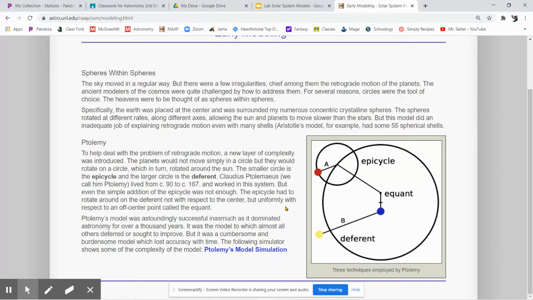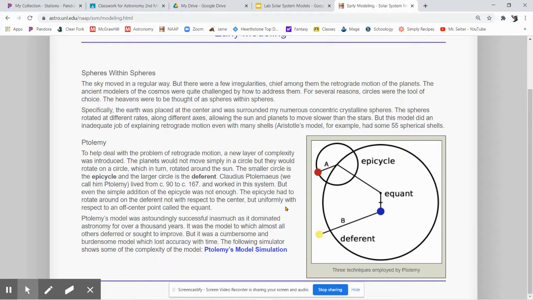To help deal with the problem of retrograde motion, a new layer of complexity was introduced. The planets would not move simply in a circle, but they would rotate on a circle, which in turn rotated around the sun. The smaller circle is the epicycle, and the larger circle is the deferent. Claudius Ptolemy, we call him Ptolemy, lived from 90 to 167 and worked with this system.